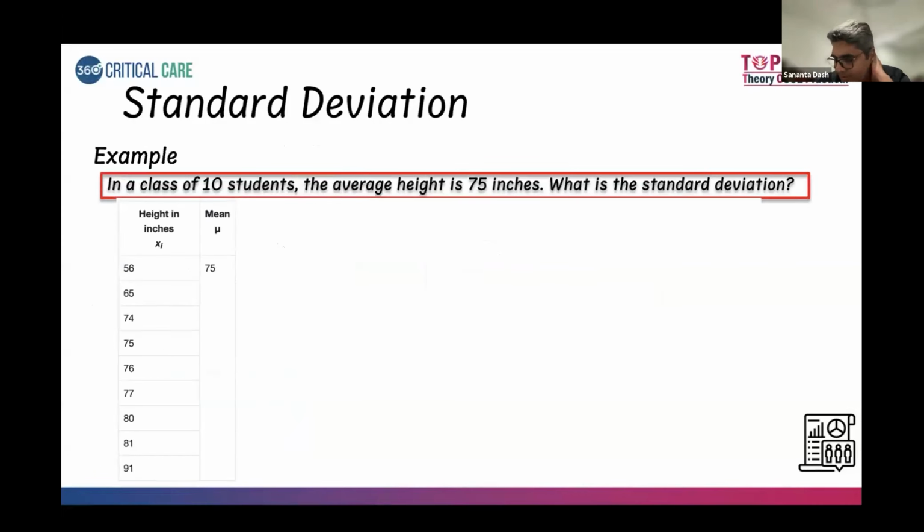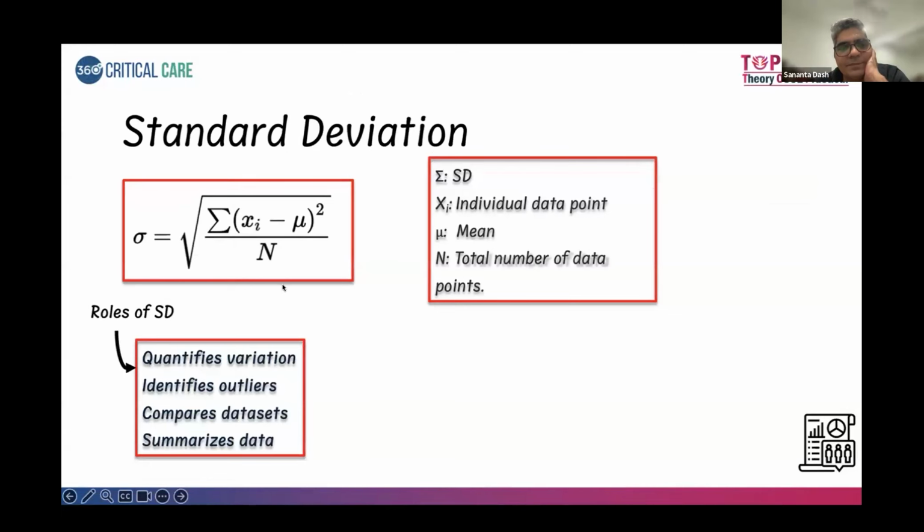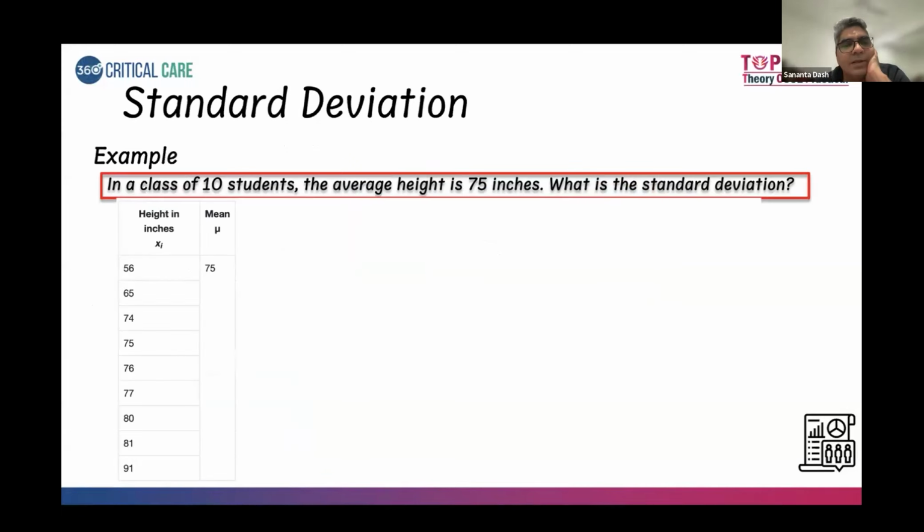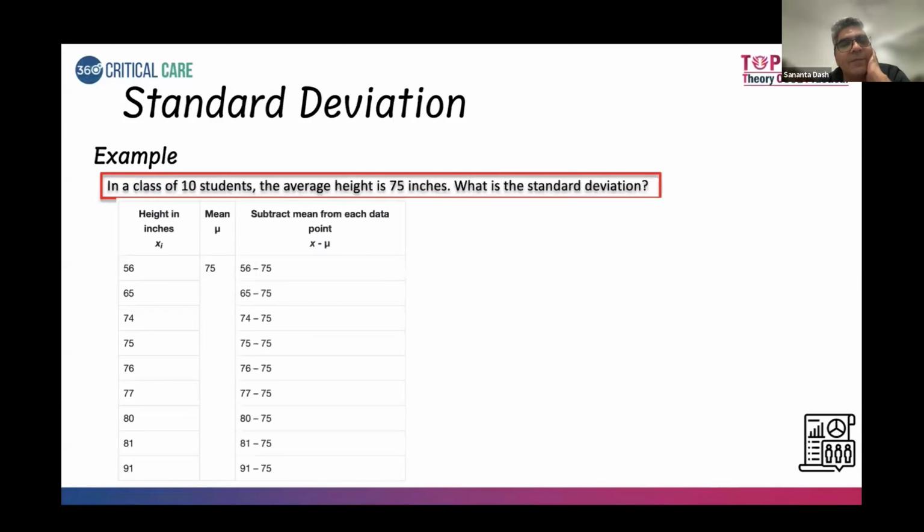Now let's calculate the standard deviation. We'll take 10 students, average height of 75 inches, and this is the data given there, and you are asked to calculate the standard deviation. You know the formula, this one. You don't have to remember it at this moment, but we'll go step by step. First of all, the mean is 75, that is already given. The mu is 75. You have one parameter already ticked off.